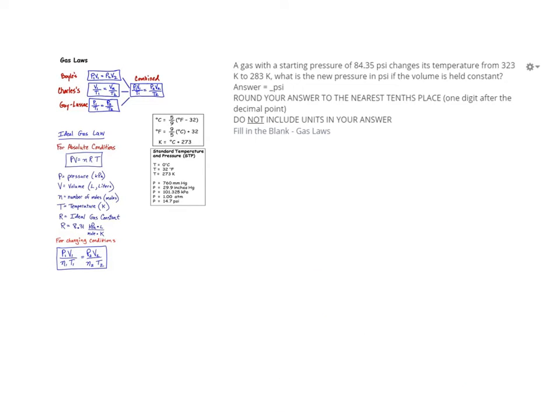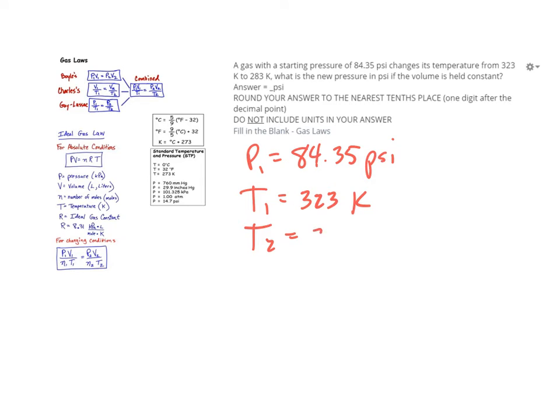Alright, Quiz 4. A gas with a starting pressure, let's call that P1, of 84.35 psi, changes its temperature from, so let's say T1 is 323 K, to T2 of 283 K. What's the new pressure, P2, if the volume is held constant, so V1 equals V2?